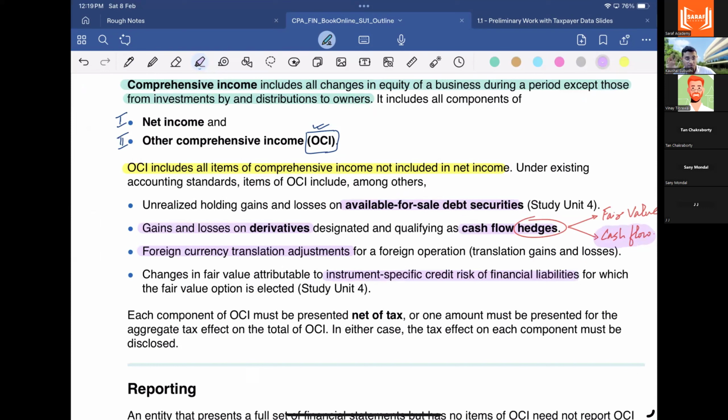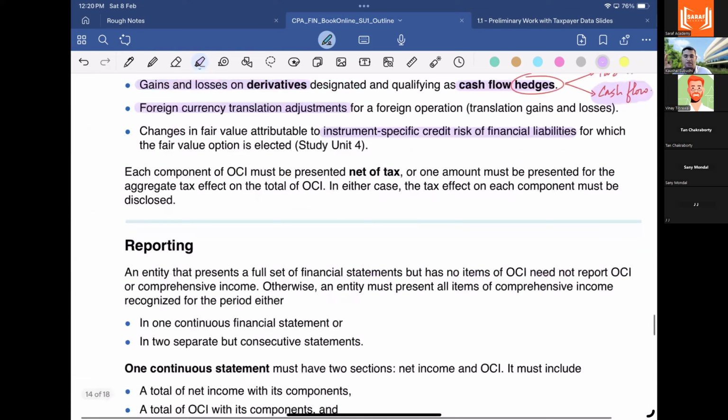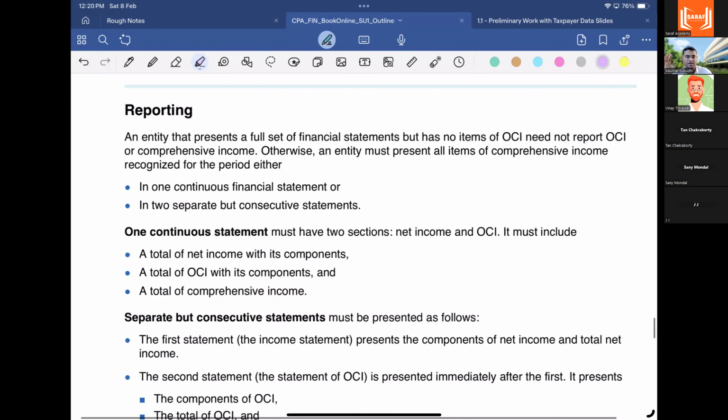Now, always remember, one of the common things over here is that whatsoever items you report in an OCI, we would always be showing it net of tax. So each component of OCI must be presented net of tax, or one amount must be presented for the aggregate tax effect on the total of OCI. या तो आप summation कर लो, उसका tax निकाल दो, या फिर individual item का post tax treatment निकाल के आप यहाँ पे दिखाओ. ठीक है, simple है.